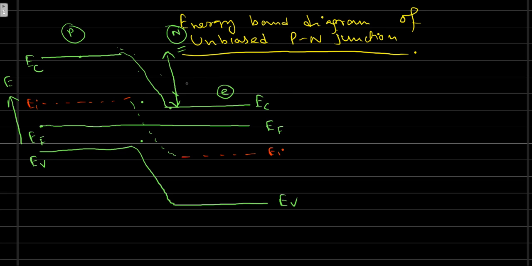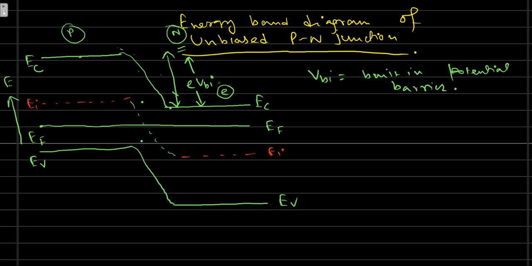This barrier height is called VBI. Since we are working with the band diagram, all energy units will be in electron volts, E times VBI or q times VBI. So VBI is the built-in potential barrier, or simply barrier potential. So it is the barrier height faced by the electron on the n side.